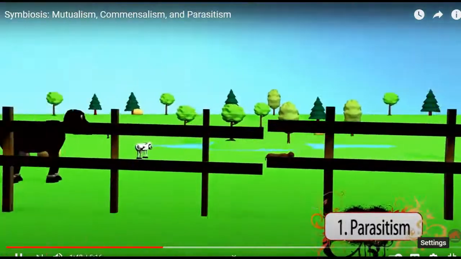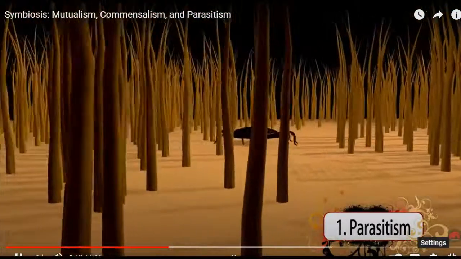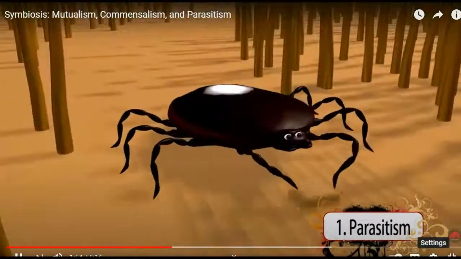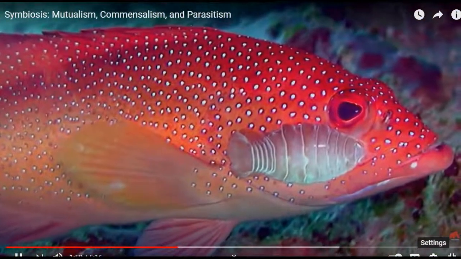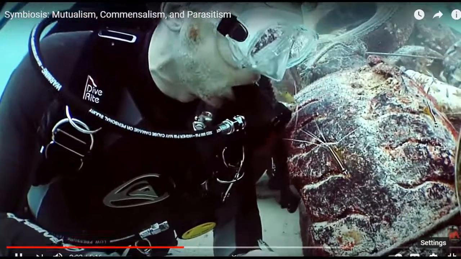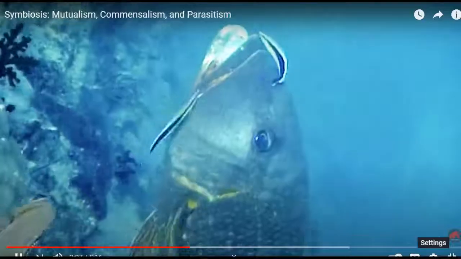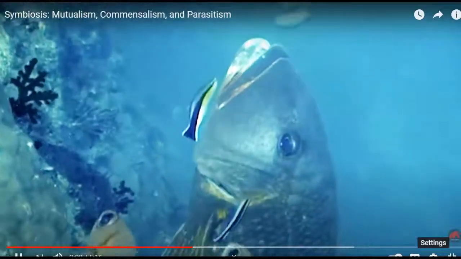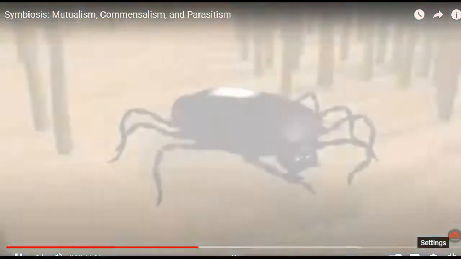Parasitism benefits one species while the other is harmed. Like ticks, for example. There are many examples here in the ocean. Take parasitic fish lice, for example, that cling to a host fish and feed on its body fluids. Amazingly, fish will sometimes find a cleaner fish or a cleaner shrimp to help remove the parasites from their scales, mouth, and gills. When this happens, a mutualistic relationship is formed between the fish and the cleaner organism.